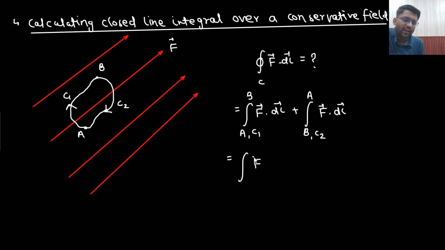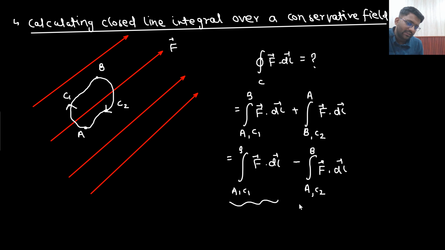Now I am going from A to B with the help of curve C1 only. And now I am interchanging the limit. This is your B to A, can I change it to A to B, following the curve C2, but the negative sign will come outside. This time I am going from A to B following the curve C2, with the negative sign outside, F dot dl. Now let me know, aren't both of the things the same for a conservative field?